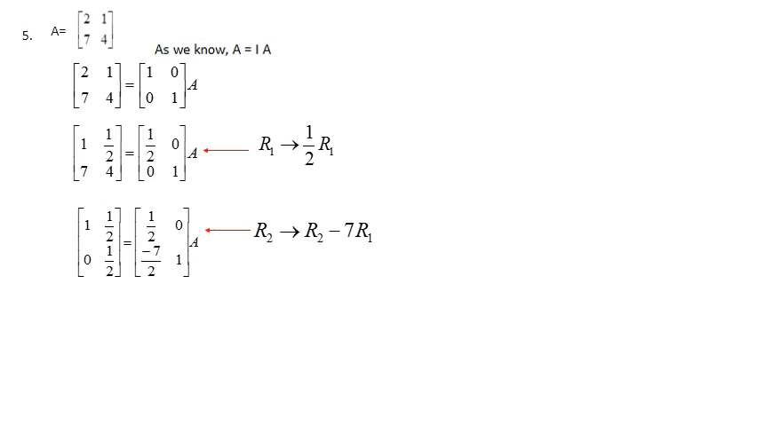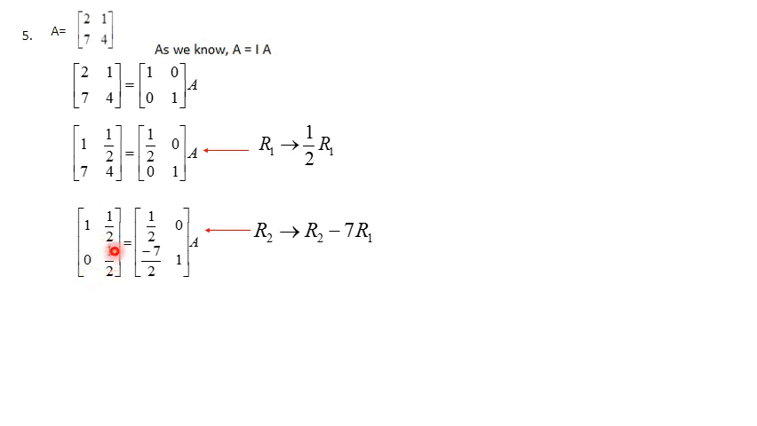When you do the calculation, you will get it as 1 by 2. Next, first row remains the same: 1 by 2 into 0 remains the same, 1 by 2 and 0. Next, the first element, that is 0 minus 7 into 1 by 2. 0 minus 7 into 1 by 2 is minus 7 by 2. Next again, 1 minus 7 into 0, that is 1. So here this element is changed.